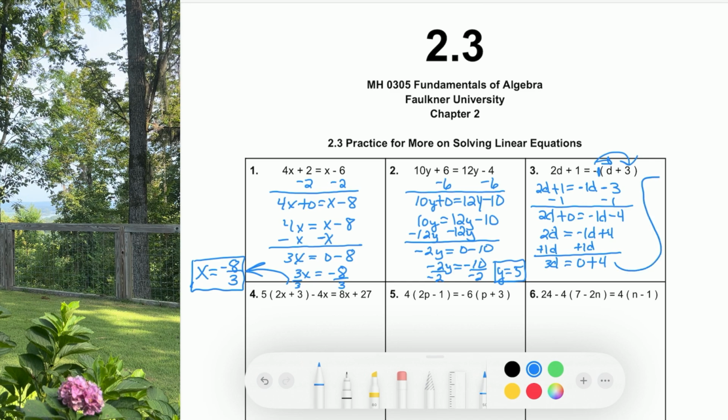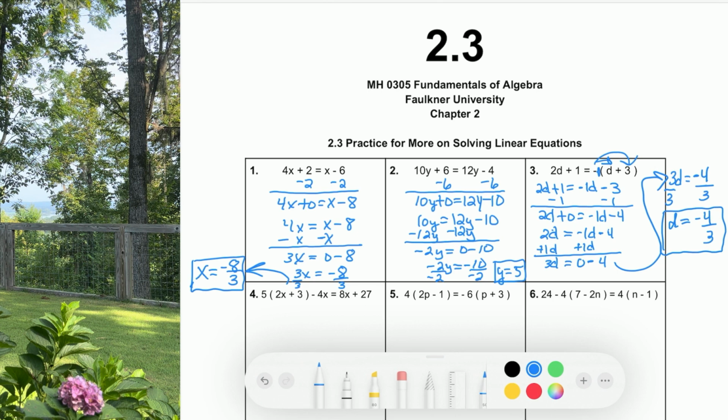All right, I'm going to bring this up over here just so we have room. So I have 3d equals 4. Oh, nope, negative 4. I made a mistake up here. I put plus when I should have had minus. So let me fix that. Good thing I have my steps written down so I could see that error that I made. Okay, so negative 4. So now I'm going to divide by 3, and I get d equals negative 4/3.